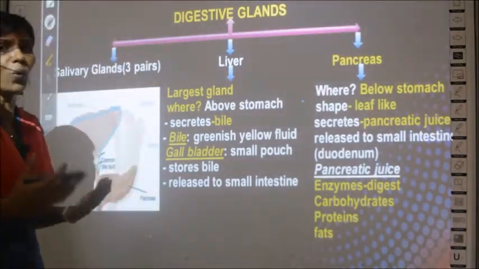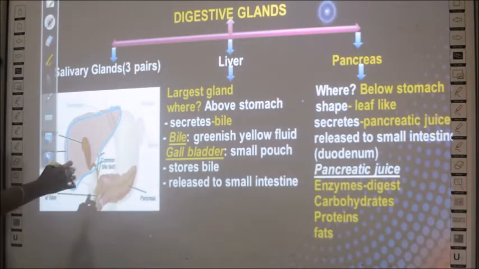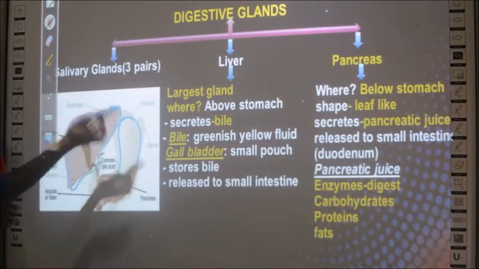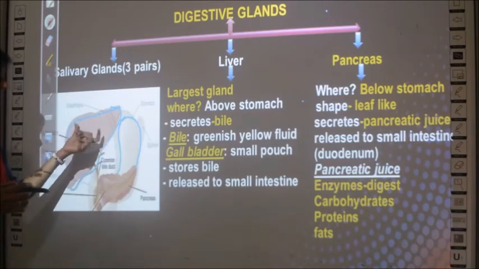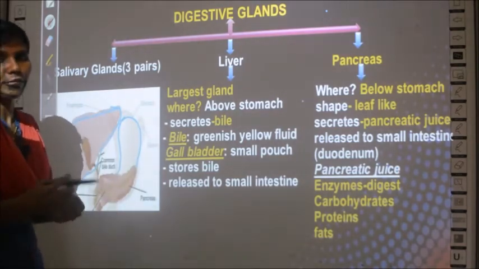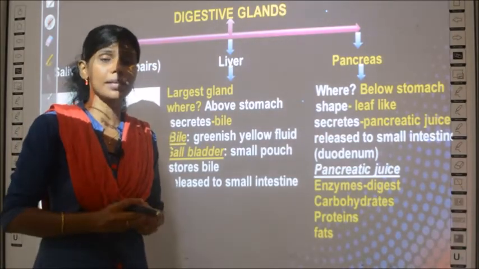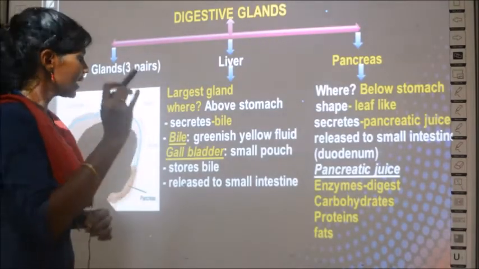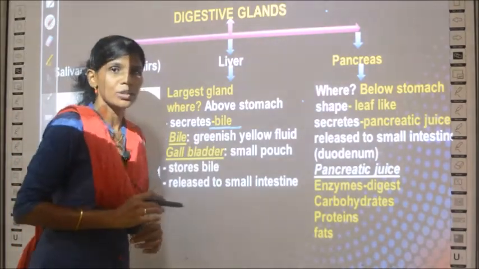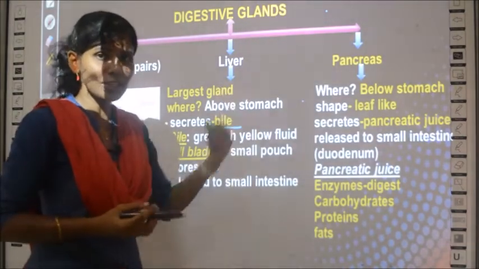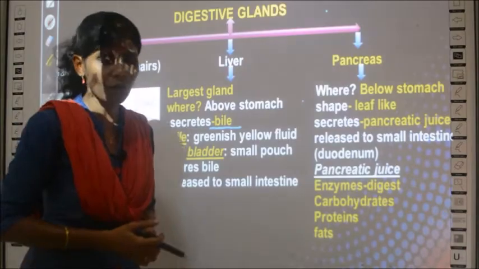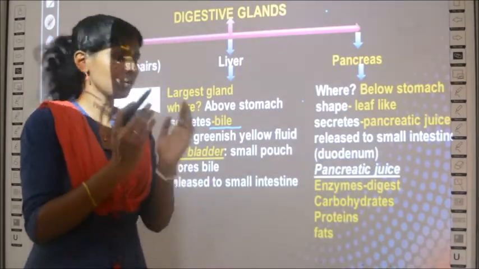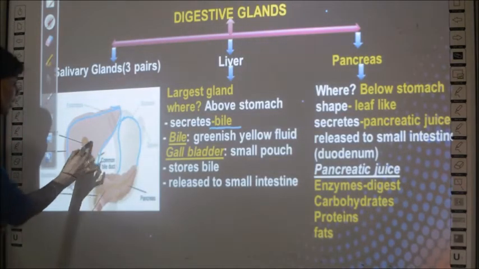Okay, and then where is it? Where is the liver? See, this is your stomach. This is the J-shaped stomach. So the liver is above the stomach, and it secretes a fluid. I told you, if there is a gland, it should secrete some fluid, right? That is the property of a gland. That fluid is called bile. So what is the liquid secreted by the liver? It is called bile. The liver secretes the bile and stores it in a pouch. So where is the pouch? That pouch is called the gallbladder.